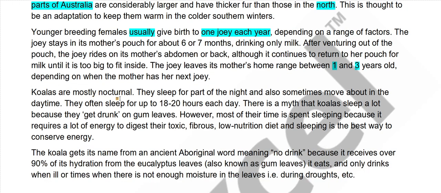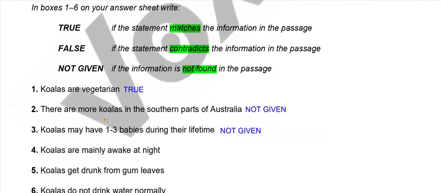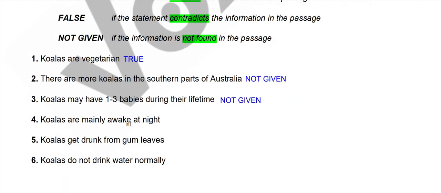Koalas are mostly nocturnal. So here is our location. Nocturnal just means animals that stay awake during the night, like owls. So koalas are mostly nocturnal, so mainly awake at night. So we'll say the answer is true.